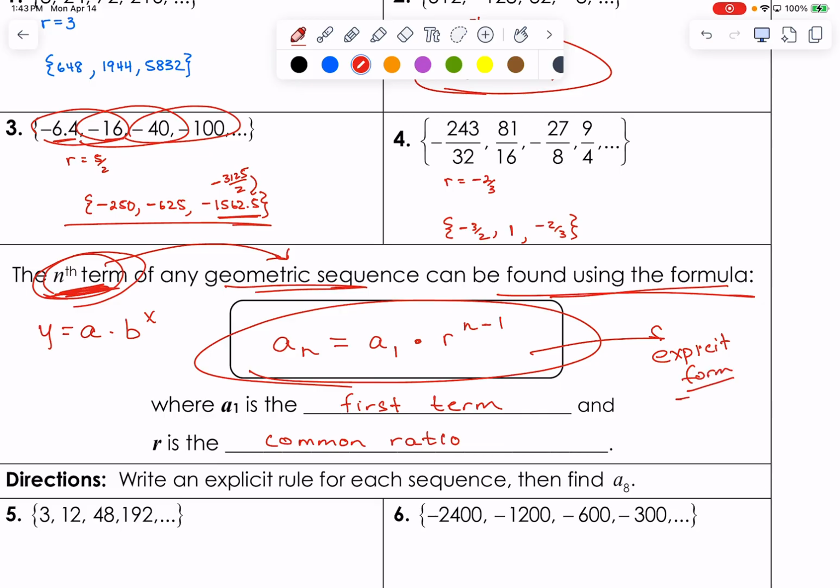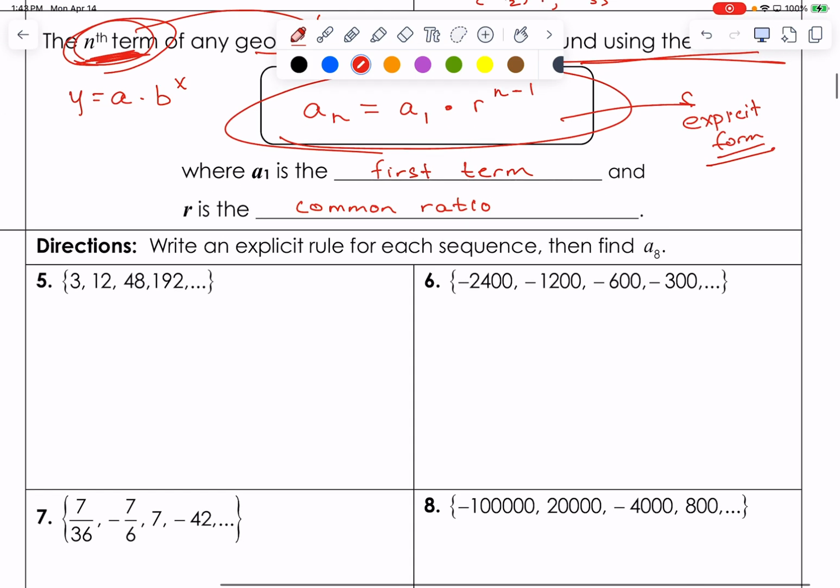The explicit form. All right, here we go. We're going to write an explicit rule, then use it to find A sub 8. If you have this shortcut rule, you can write the equation pretty simply. All we've got to do is figure out what the common ratio is and what A sub 1 is.